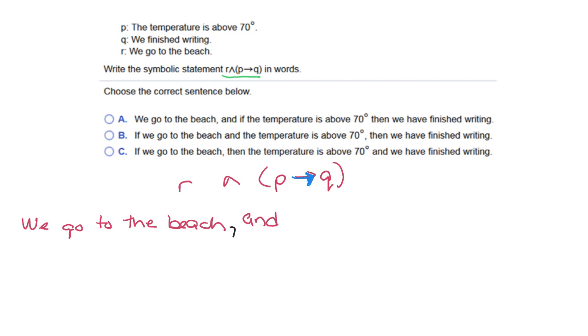Let me see if I can change that up just a little bit. So the arrow means that if P occurs, then Q. So we have "and if the temperature is above 70 degrees, then Q occurs." And Q is we go to the beach. We have finished writing.